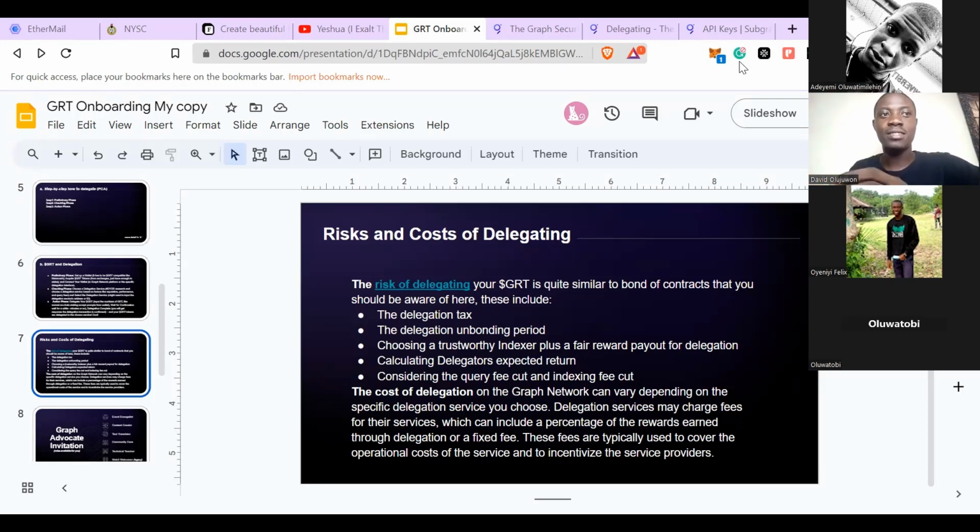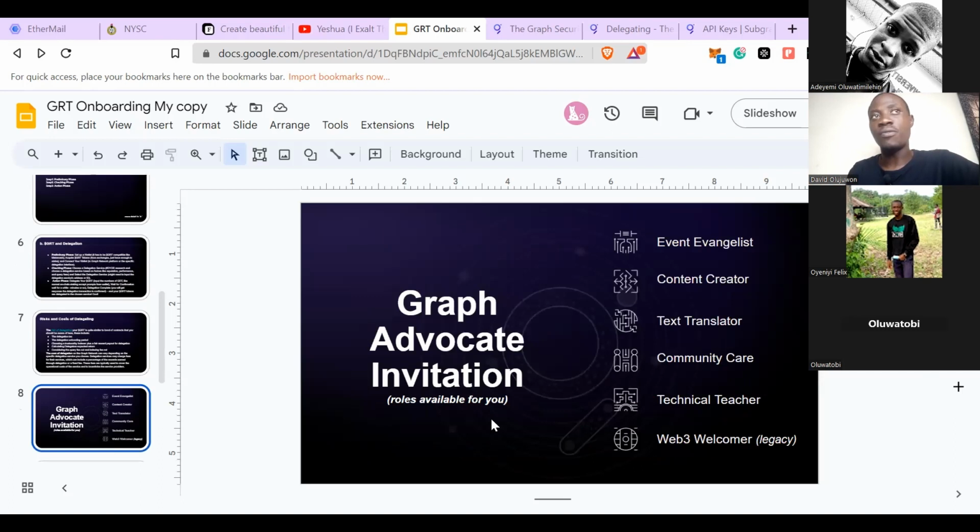Yeah, so this is the cost of delegation. It depends on the delegation service provider you've chosen, and the delegation service provider is the one that is going to define it. Either it's going to be fixed or it's going to vary based on maybe the funds or the amount of GRT you're going to be staking. These fees are typically used to cover the operational cost of the service and to incentivize the service providers, because that's something we all need to be very, very aware of.